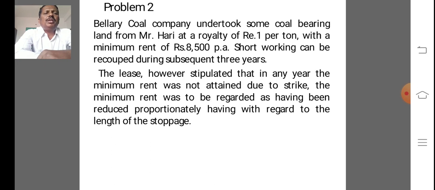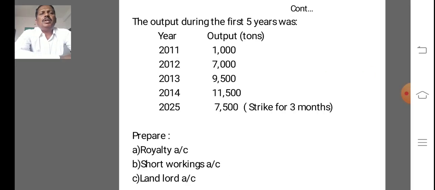The lease, however, stipulated that in any year the minimum rent was not attained due to strike, the minimum rent was to be regarded as having been reduced proportionately, having regard to the length of the stoppage.